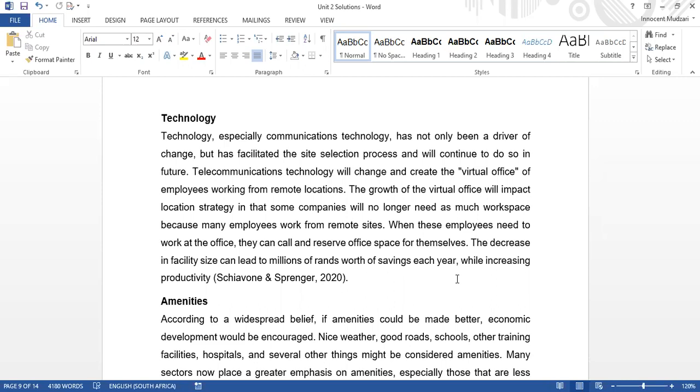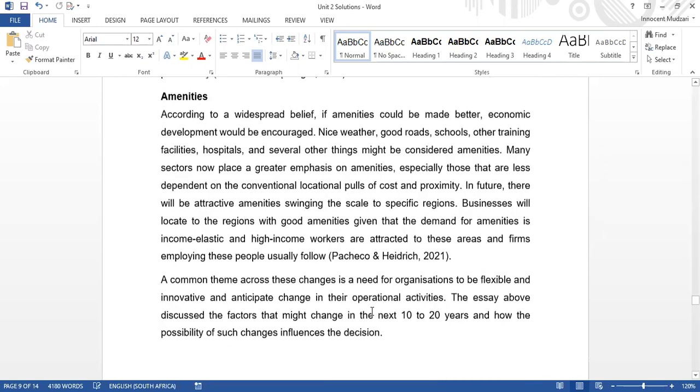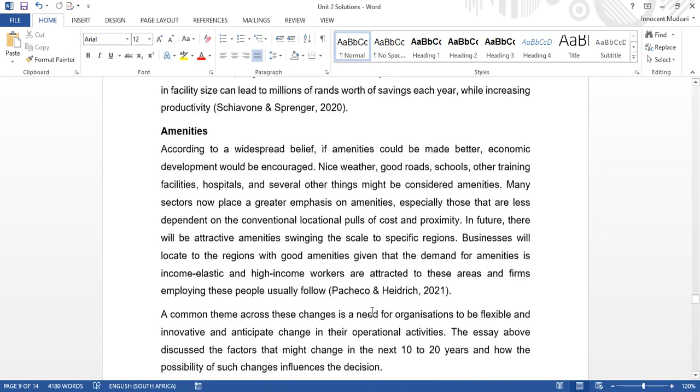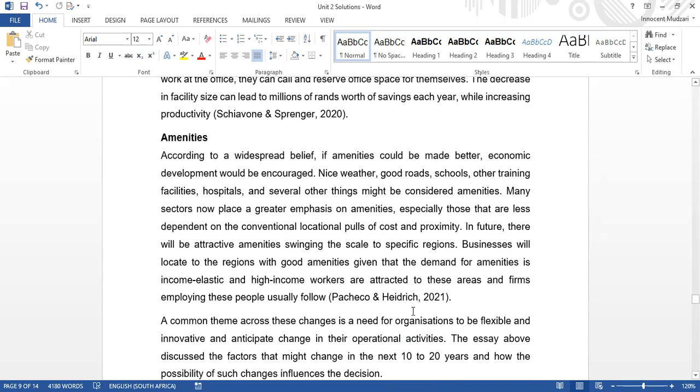That is how it impacts the businesses. Another thing that will also change in the next 10 to 20 years is amenities. According to a widespread belief, if amenities could be made better, economic development will be encouraged. So nice weather, good roads, schools, other training facilities, hospitals, and several other things might be considered. These are what we call amenities, right? Good roads, schools, hospitals that are nearby are amenities to your business.